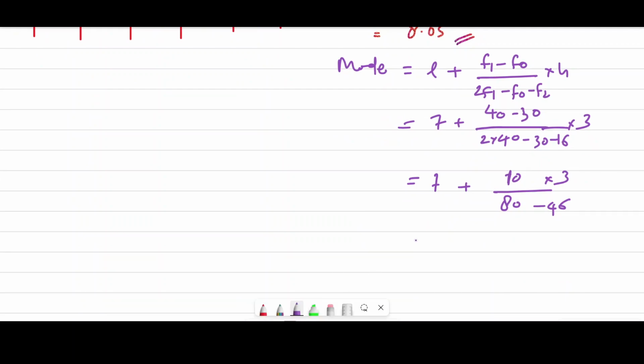So what will be the value? 7 plus 30 by 80 minus 46, that is 34, and this will be 3. So after solving we will get 7.88. This is the answer of mode.